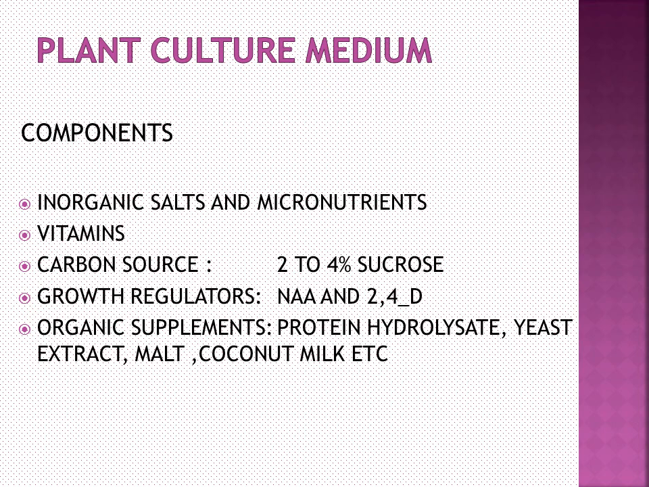Once more, in a nutshell, the components of the plant culture medium include inorganic salts and micronutrients, vitamins, a carbon source, which is around 2 to 4% sucrose, and growth regulators, NAA and 2,4-D, naphthalene acetic acid and 2,4-D. Organic supplements can also be used, which include protein hydrolysate, yeast extract, malt, coconut milk, etc. Sometimes even activated charcoal is used.